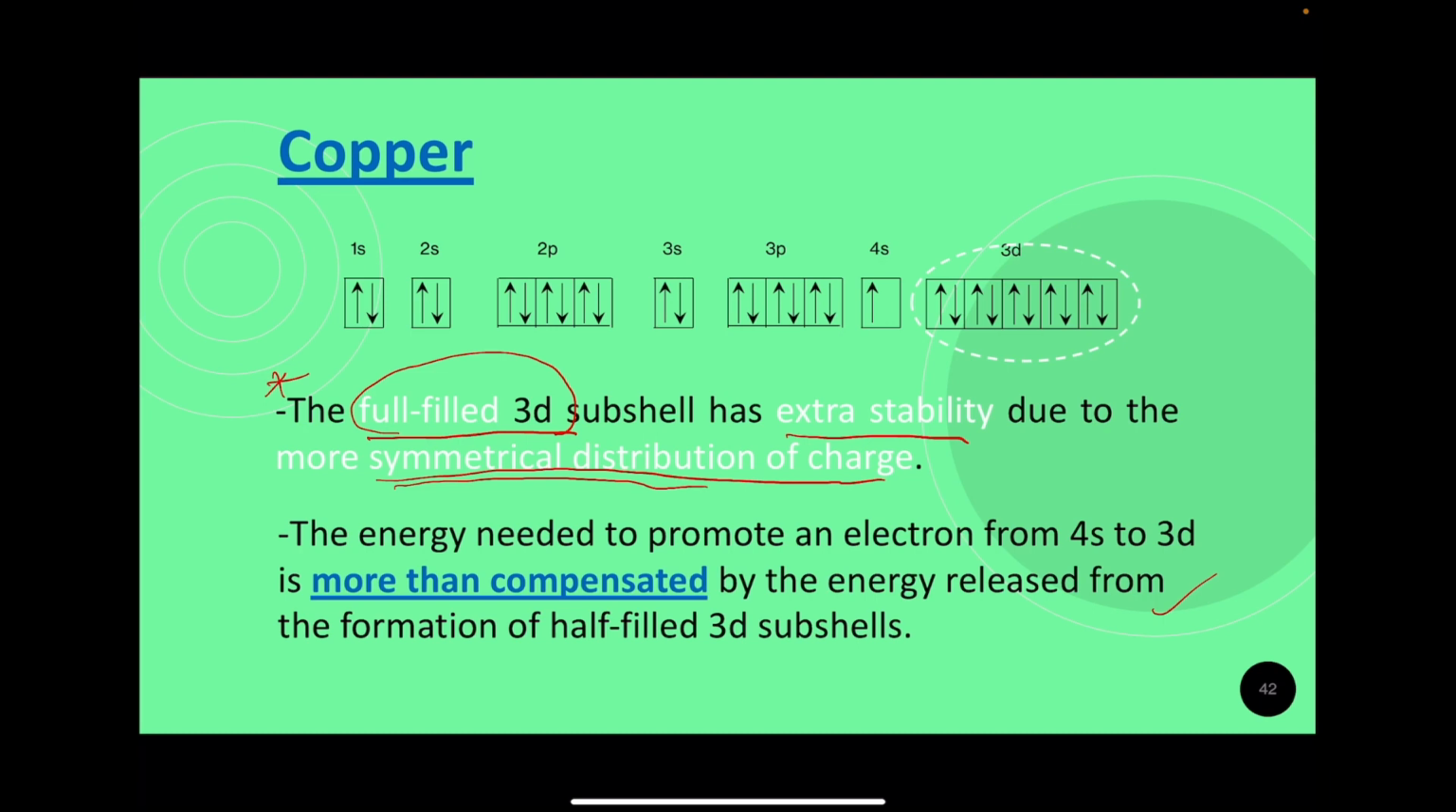Okay, so a full-filled d orbital has 10 electrons. And for a half-filled d orbital, you will get like this: 1, 2, 3, 4, 5. Half-filled orbital, 5 electrons. 10 electrons for full-filled, 5 electrons for half-filled d orbital. Okay, remember that one.